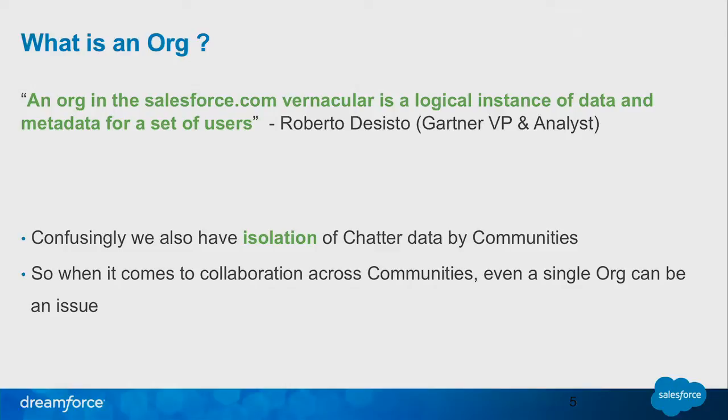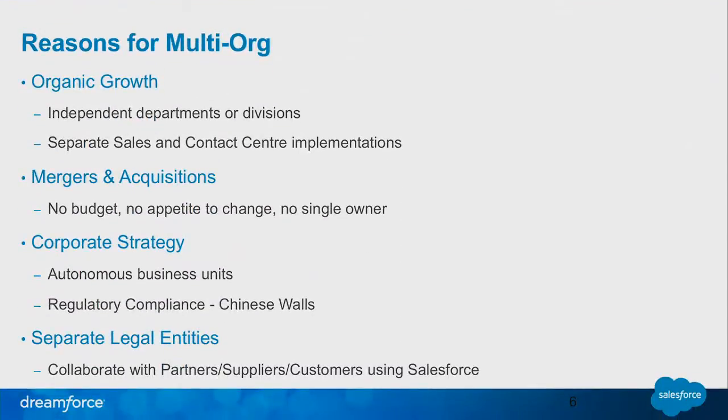So an org, in the Salesforce vernacular, is a logical instance of data and metadata for a set of users. Now, in that sense, I think when it comes to communities, you also have an isolation of Chatter data. Obviously, we have the same metadata, but we also have isolation of data for communities. So I very much treat communities as mini orgs, and we'll see that within the architectures that I show here. So when it comes to collaboration across communities, even a single org can be an issue that I'm trying to tackle. So why do we have multi-orgs?